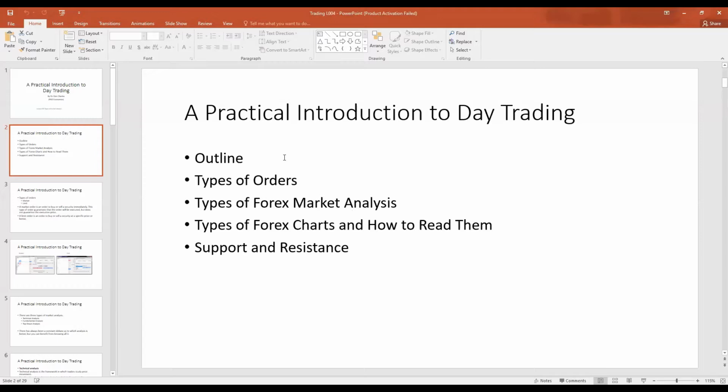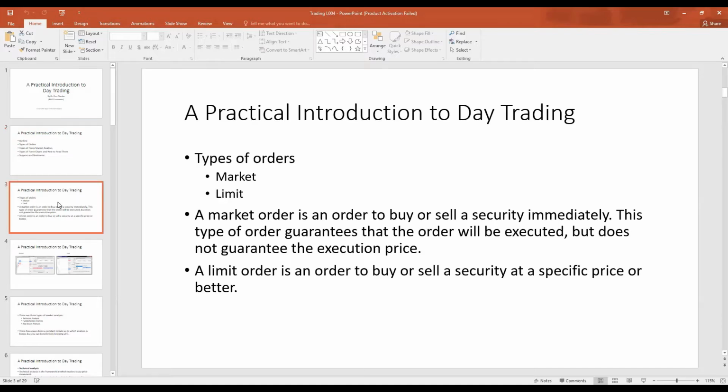So in this lecture, we will look at types of orders, types of Forex market analysis, types of Forex charts and how to read them, support and resistance. There are different types of orders. There are market orders and there are limit orders.